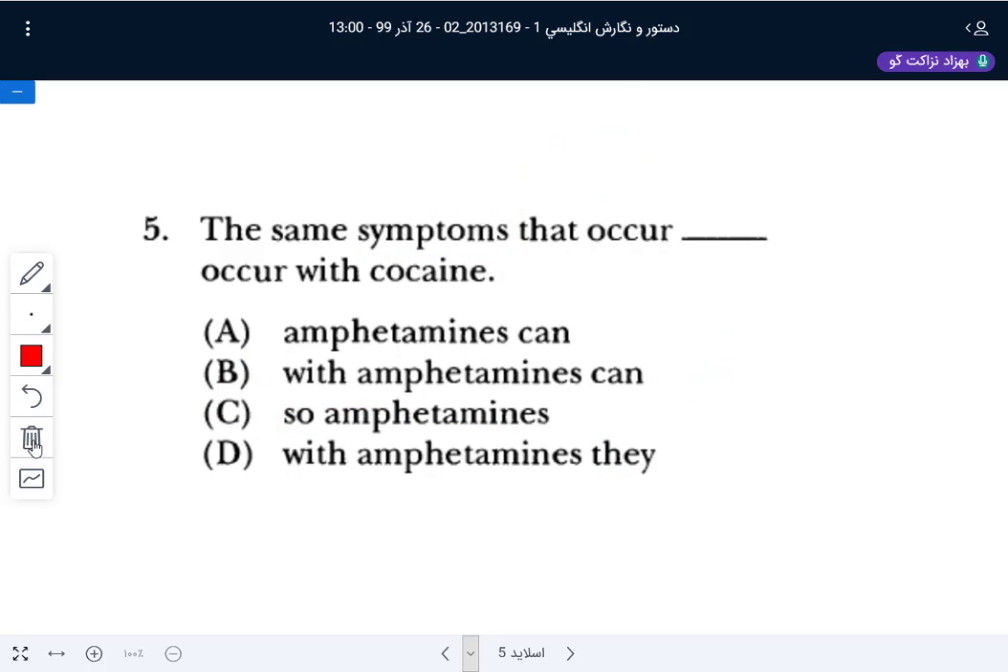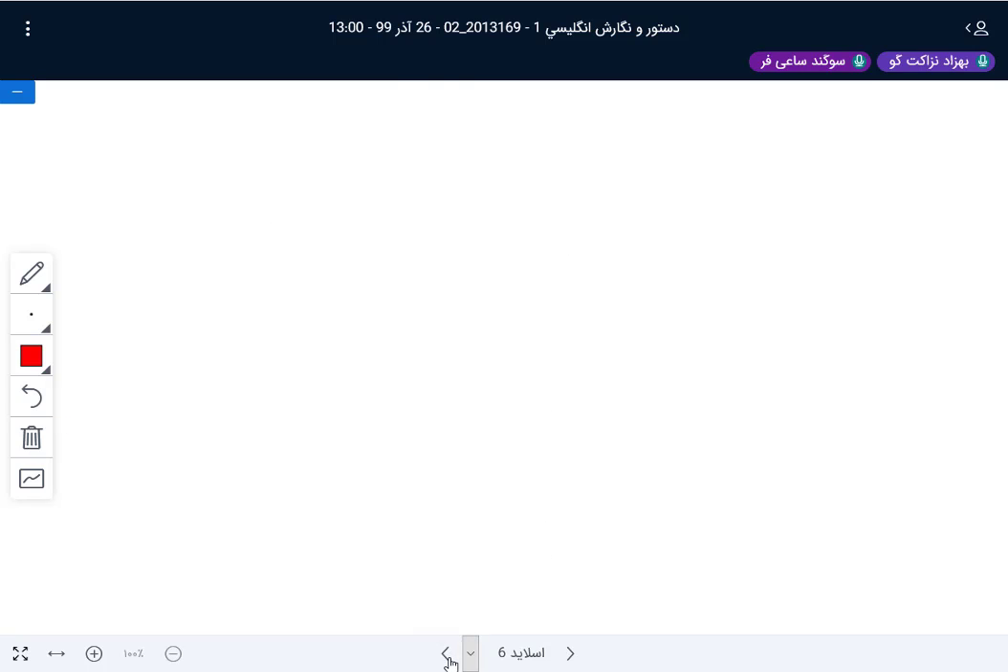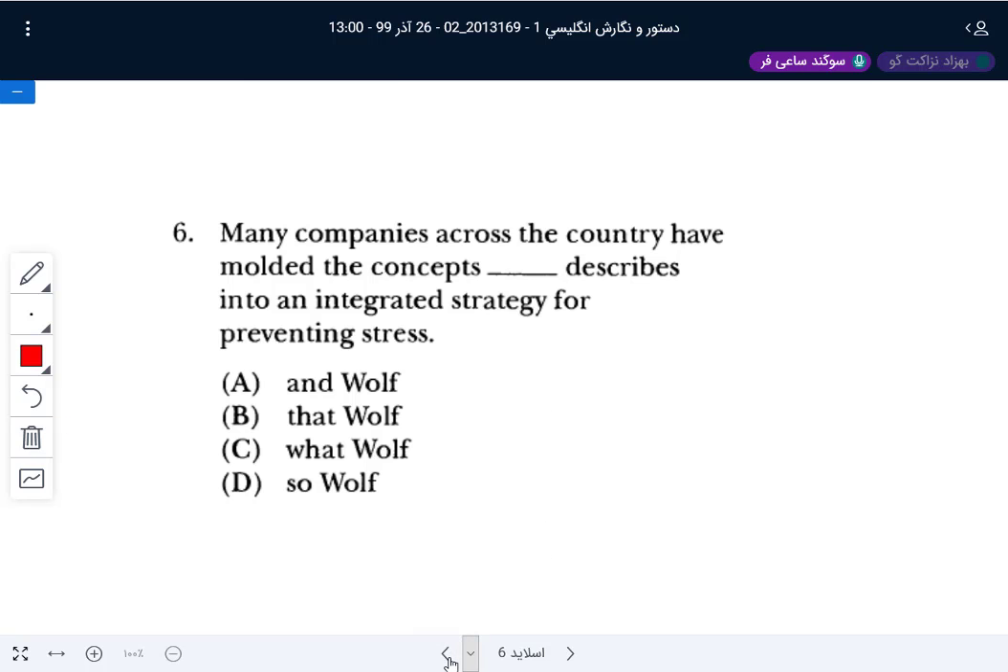Will you please continue with the next one? Sure. Many companies across the country have molded the concepts that Wolf describes into an integrated strategy for preventing stress. B. Number 6, B is the best choice. Why not A?